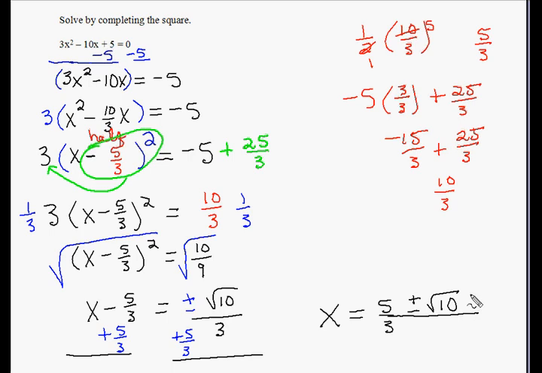Now although the square root of 10 breaks down to 2 times 5, there's nothing you can take out of the radical. So this is the simplified answer for the problem.